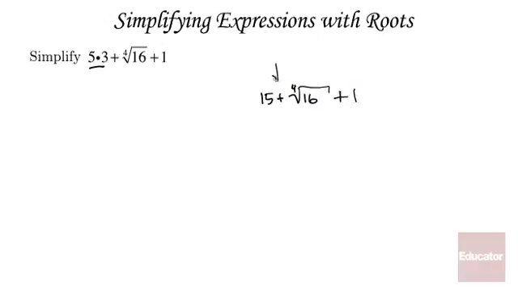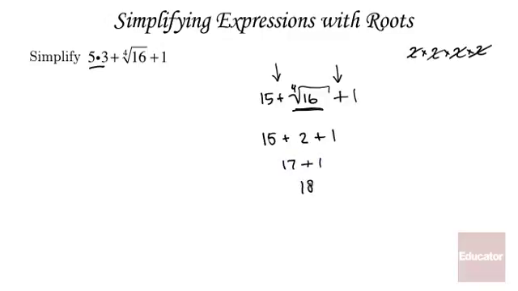So now we're looking at addition and addition. So of course I'm going to do this one first because the factor would be like multiplying. So I'm going to check the number 2. 2 times 2 times 2 times 2. 2 times 2 is 4. 4 times 2 is 8, and 8 times 2 is 16. So the fourth root of 16 is 2. So rewriting this, I have 15 plus 2 plus 1. And now, of course, I can just go left to right. 15 plus 2 is 17, plus 1 is 18.